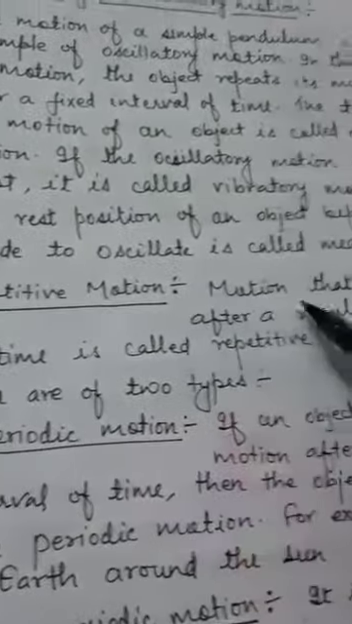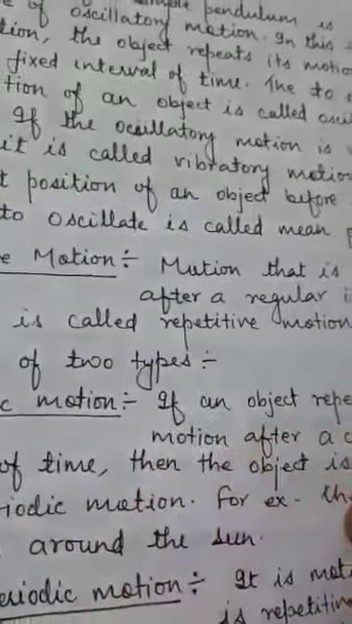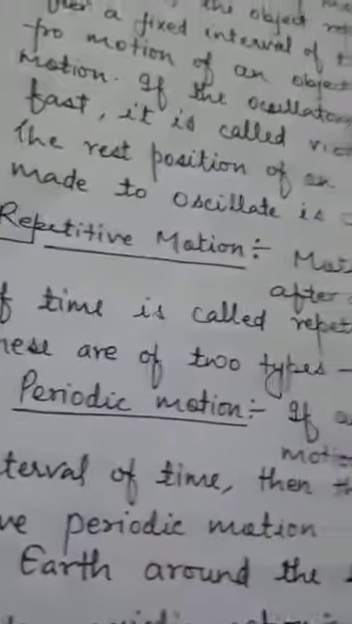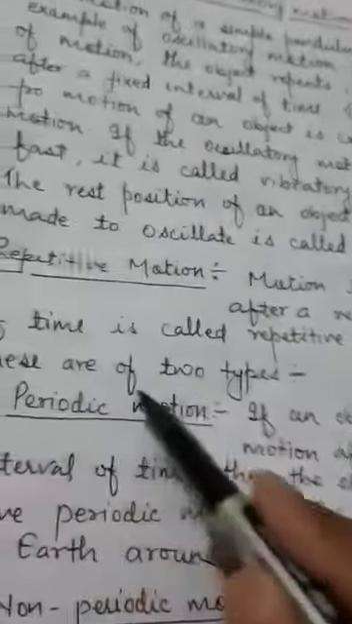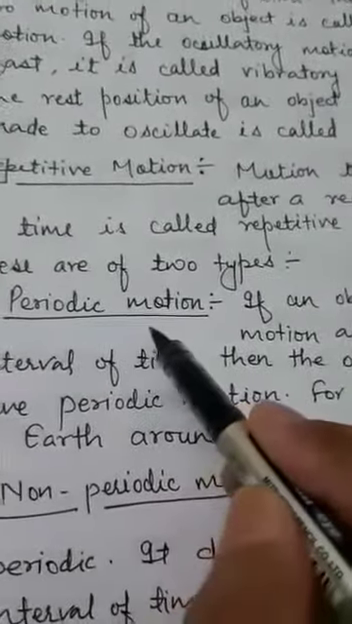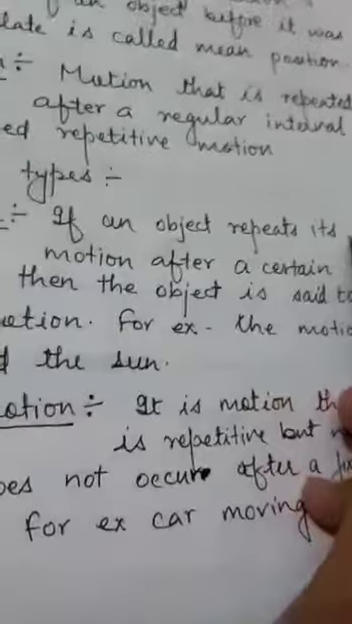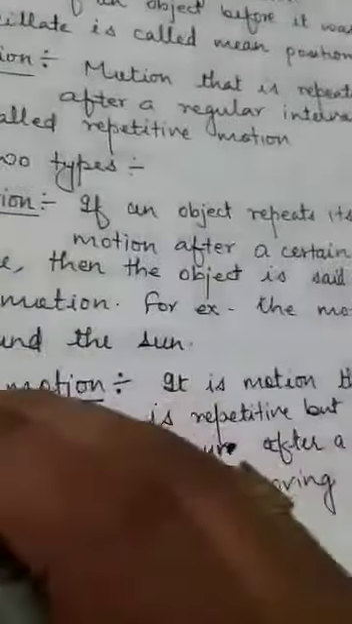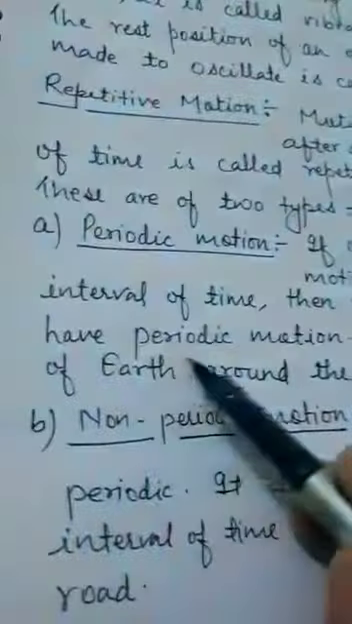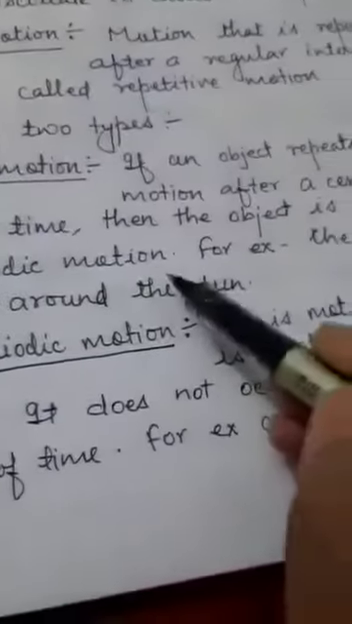Repetitive motion. Motion that is repeated after a regular interval of time is called repetitive motion. These are of two types. One is periodic motion. If an object repeats its motion after a certain interval of time, then the object is said to have periodic motion.